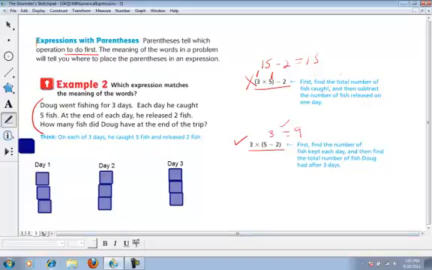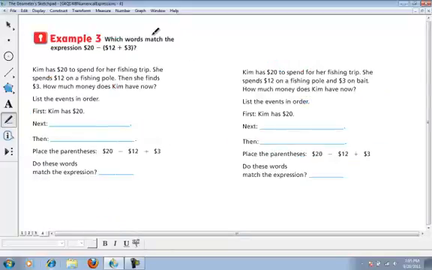Now let's look at the last example. We're going to do the opposite of what we just did. Instead of finding the expression that matches the words, we're going to find the words that match this expression. So we're going to look here at $20 minus the quantity of 12 plus 3. So let's look here and see what's going on. Kim has $20 to spend for her fishing trip. She spends $12 on a fishing pole. Then she finds $3. How much money does Kim have now?